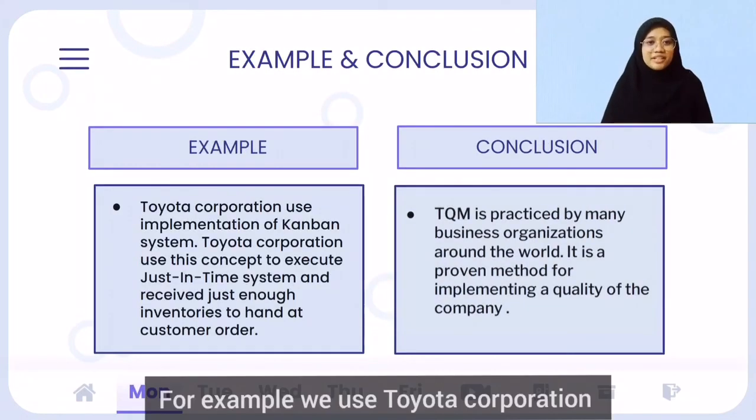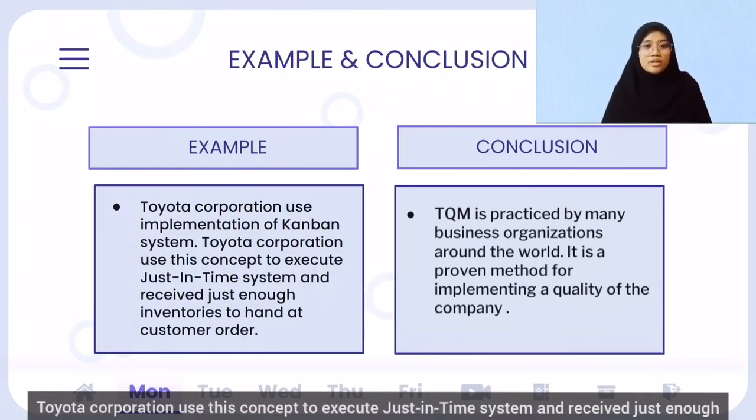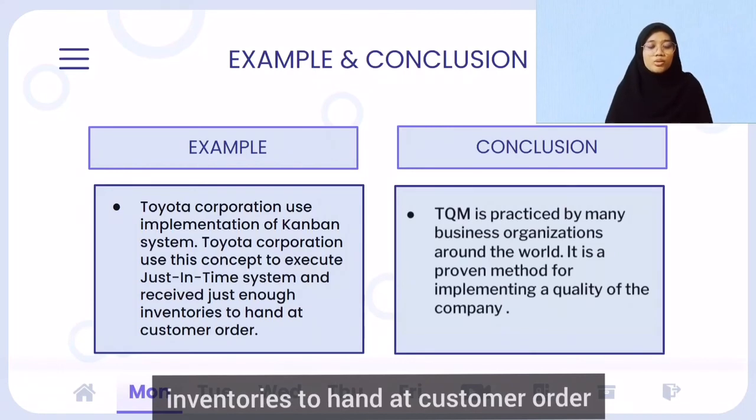For example, we use Toyota Corporation. Toyota Corporation uses the implementation of the kanban system. Toyota Corporation uses this concept to execute a just-in-time system and receive just enough inventory to handle a customer order.